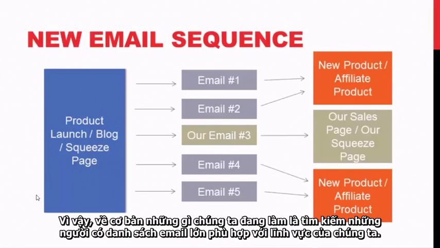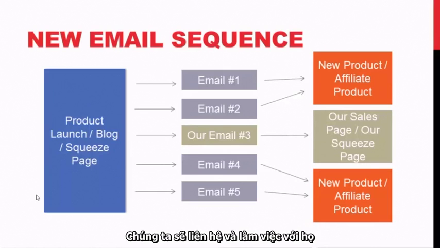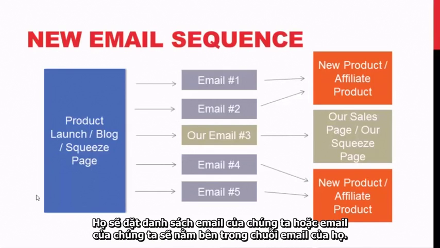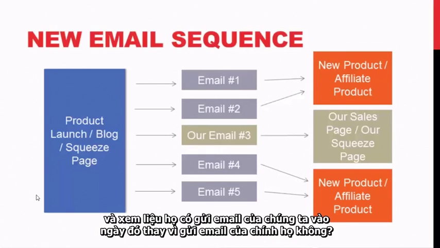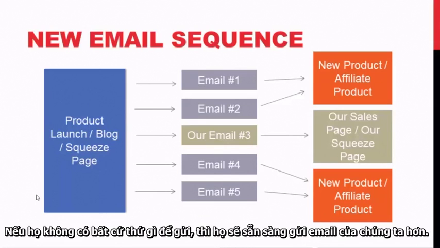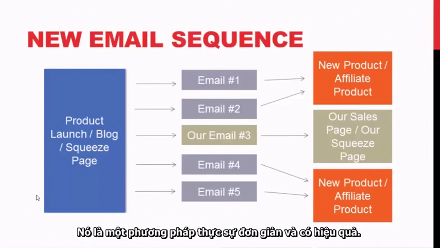So basically what we're going to be doing is finding people who have large email lists inside of our niche. We're going to be contacting them and working with them so that they will place our email swipe inside of their email sequence. Let's say they're sending out an email every other day. We're going to slip in there and see if they'll send out our email on one of these days instead of their own, or if they don't have anything to send out, they will be more willing to send out our email instead. It's a really simple but very powerful method.